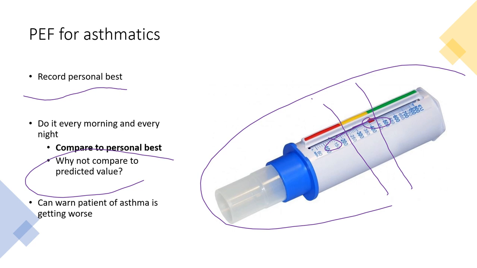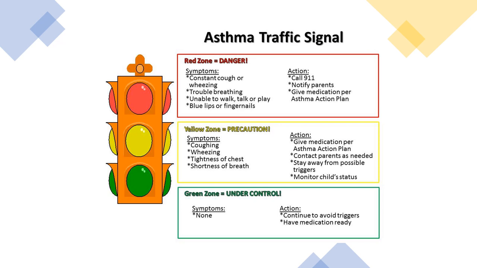So it's a very helpful device. So let's look at what the zones mean. I will ask you this on the exam, of course. These are the zones. If someone's in their red zone, that means they're 50% of their peak flow or less, right? Their personal best peak flow.